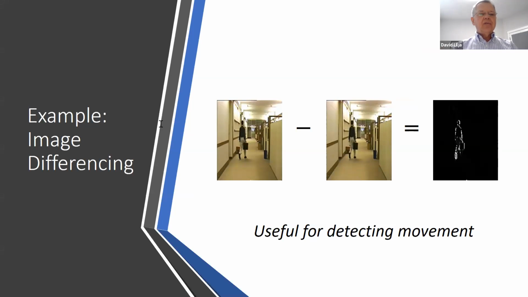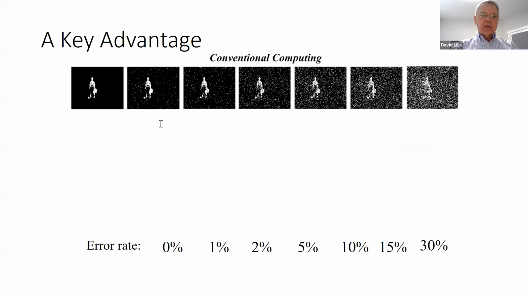All right, so one of the advantages of this stochastic computing, this probabilistic computing, I'll demonstrate here. So if I look at a conventional computing approach, and I'm doing this image differencing problem, if I start to inject errors, so on the bottom I show error rates that are injected into each one of those images. And you can see as I inject more and more errors, the picture becomes fuzzier and fuzzier. I get more noise in the image. At some point, the noise washes out the image and I can't see what it is.